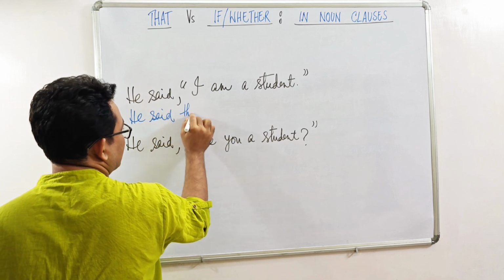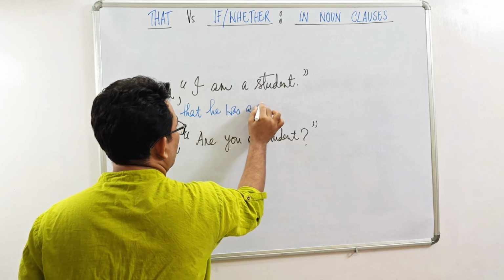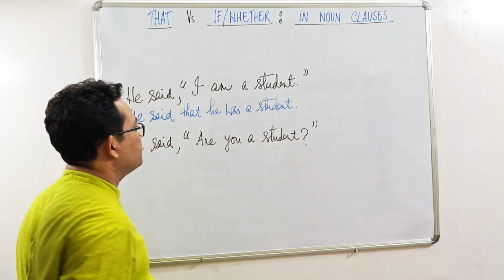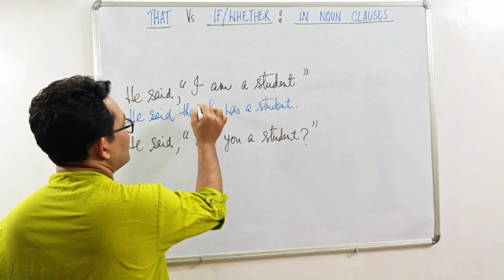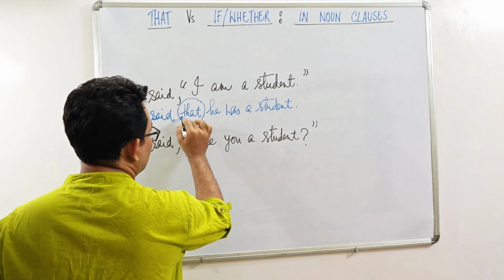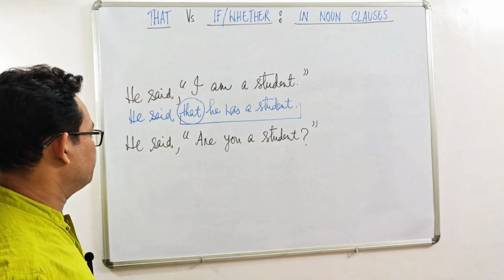He said that he was a student. Fine. So I am using that over here. That is the conjunction, and this part here is a noun clause.